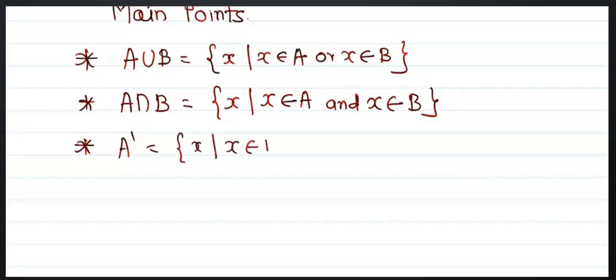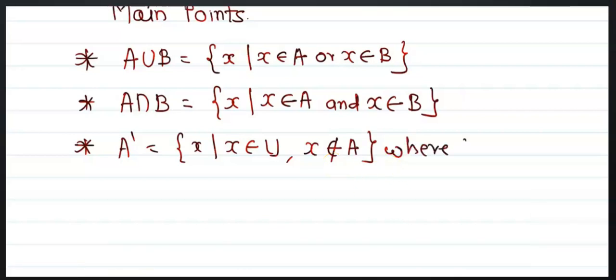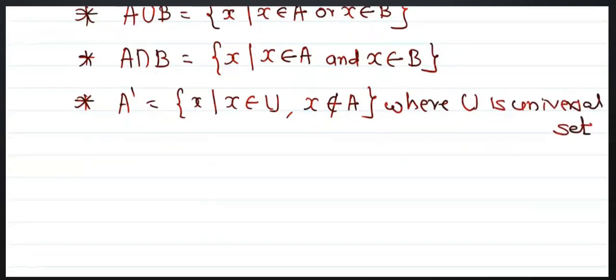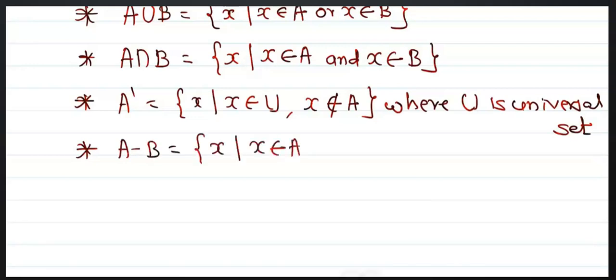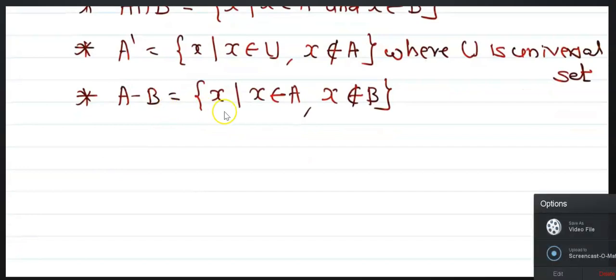A complement is equal to {x such that x belongs to U and x does not belong to A}, where U is the universal set. Next is A minus B is equal to {x such that x belongs to A, but x does not belong to B}.